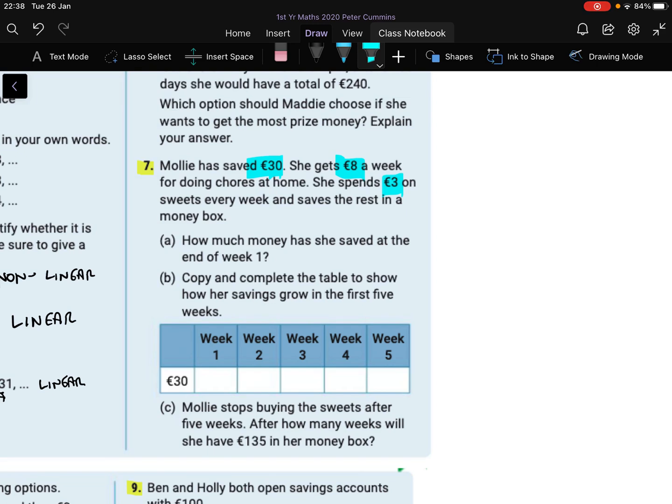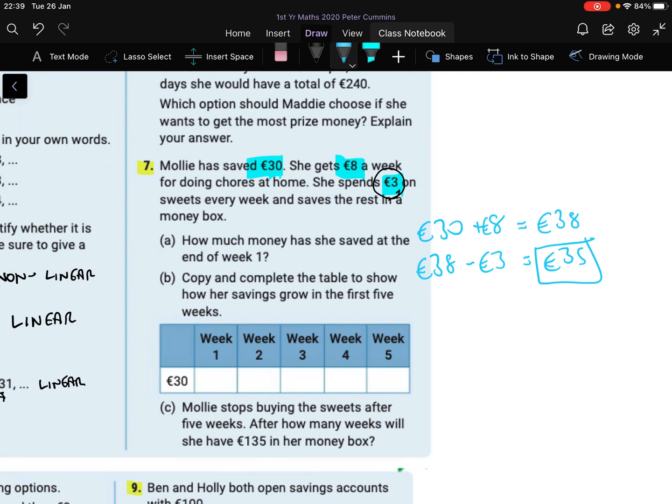Okay, so saved €30. That's where Molly's starting off. She gets €8 a week for doing chores. So you say, okay, €30 in the savings, you add the €8 on. So we're on €38 she should have at the end of week 1. But every week Molly spends €3 on sweets. So we say, okay, but she doesn't have €38 left. She's going to have €38, take away the €3 sweet money. She's left with €35. That's going to be our answer, part A.